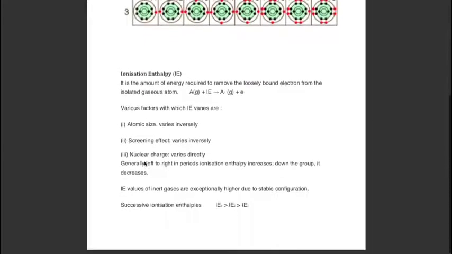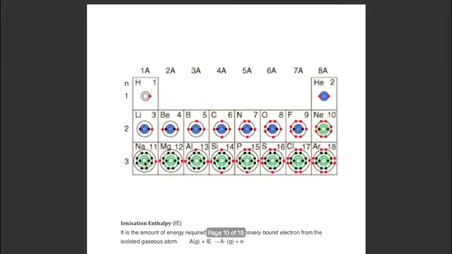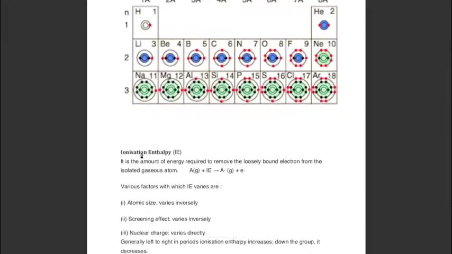Next property is ionization enthalpy. It is the amount of energy required to remove the loosely bound electron from the isolated gaseous atom. What does it mean?